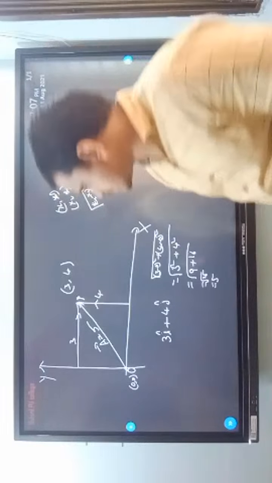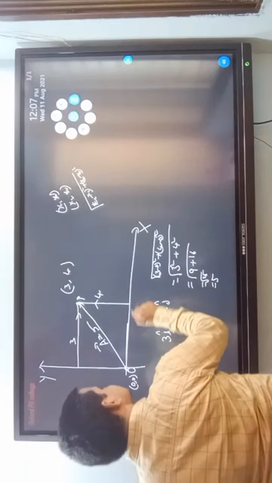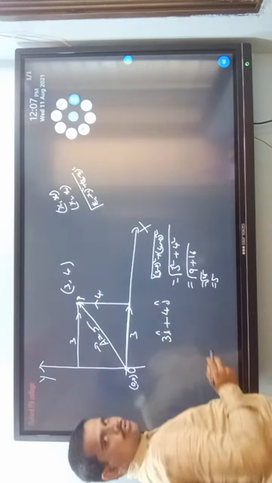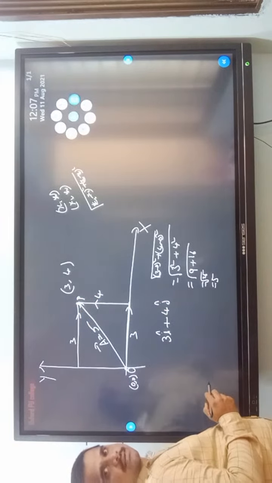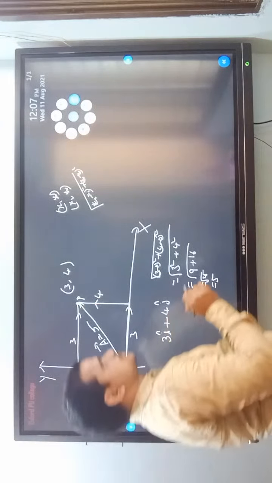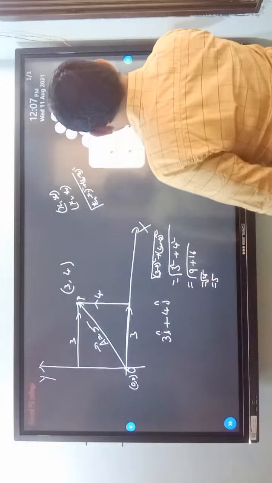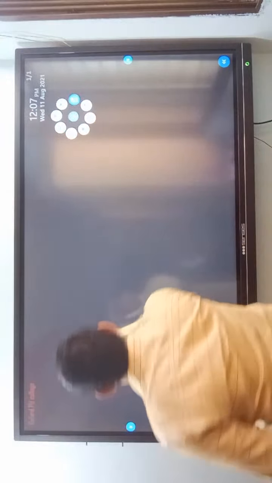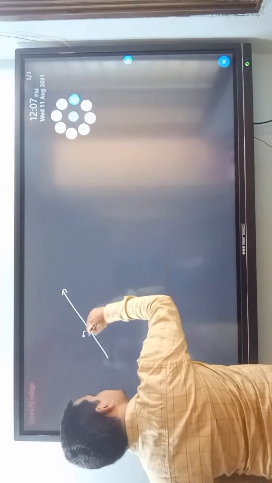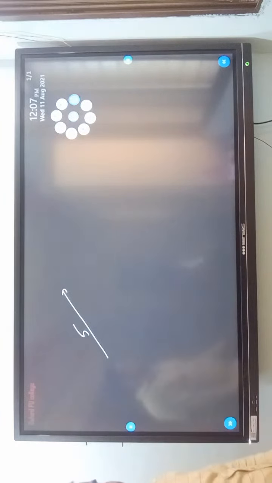Okay now? This is 3 meters along x-axis. This is 4 meters along y-axis. So this total becomes 5. So what I mean to say here is, I will tell you one more time, listen carefully. I am taking a point, a vector in this direction, which is 5 meters in length, which we got, right?